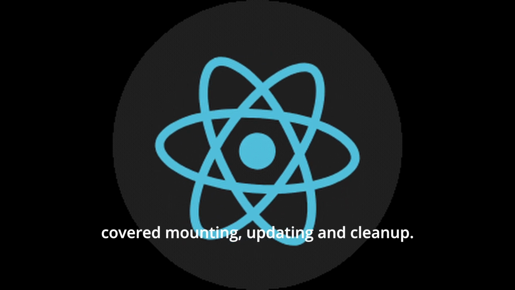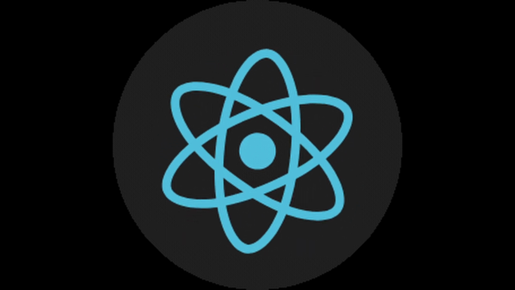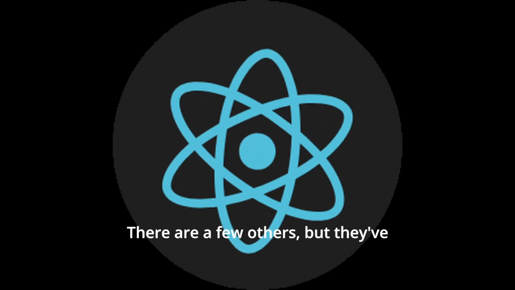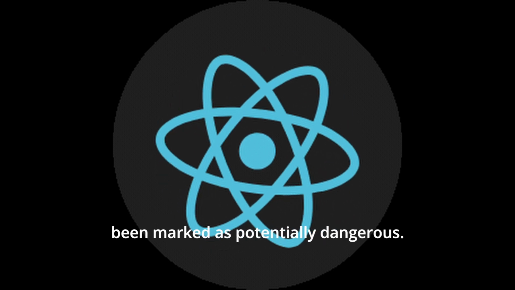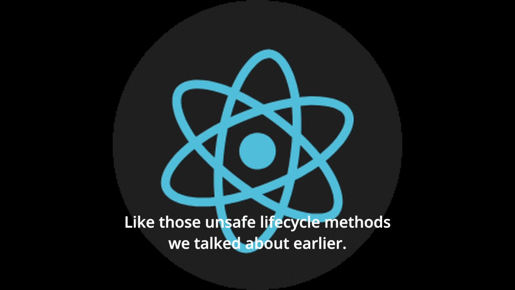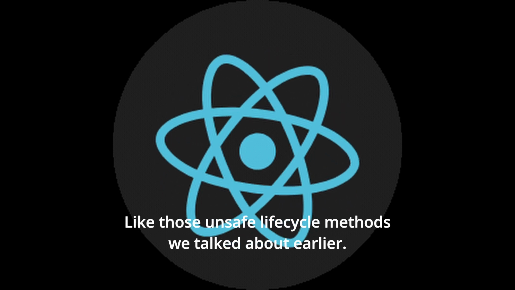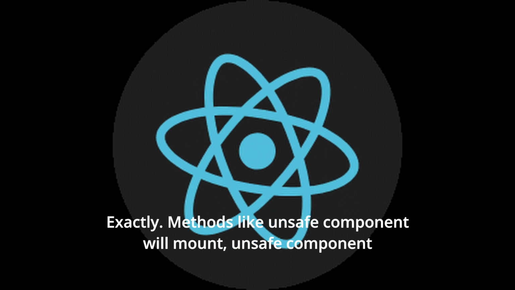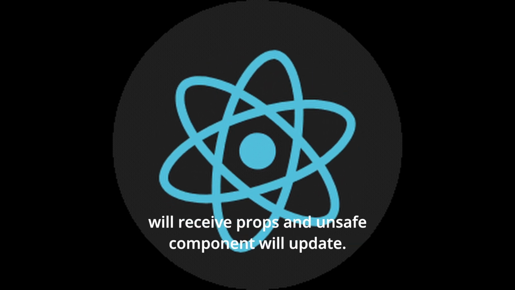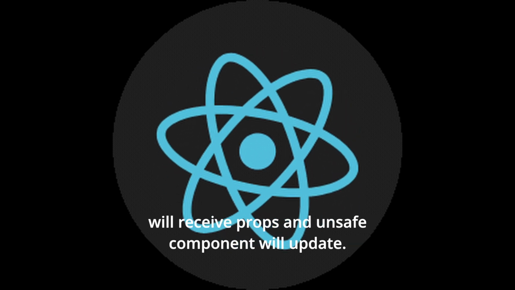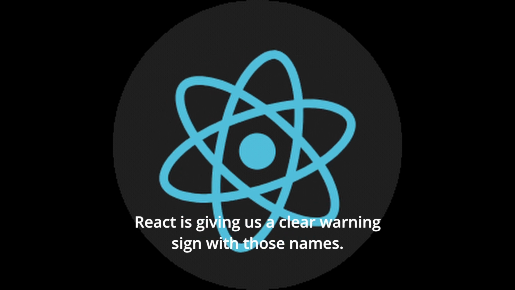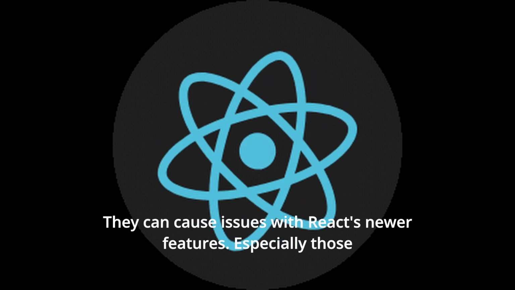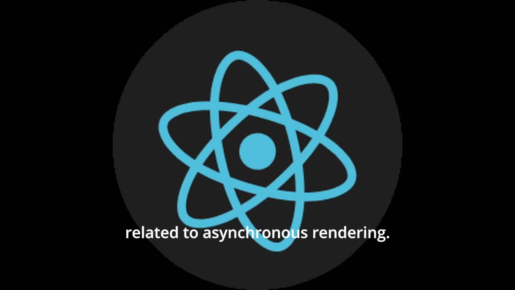So we've covered mounting, updating, and cleanup. Are there any other lifecycle methods lurking in the shadows? There are a few others, but they've been marked as potentially dangerous. Like those unsafe lifecycle methods we talked about earlier. Exactly. Methods like UNSAFE_componentWillMount, UNSAFE_componentWillReceiveProps, and UNSAFE_componentWillUpdate. React is giving us a clear warning sign with those names. They can cause issues with React's newer features, especially those related to asynchronous rendering.